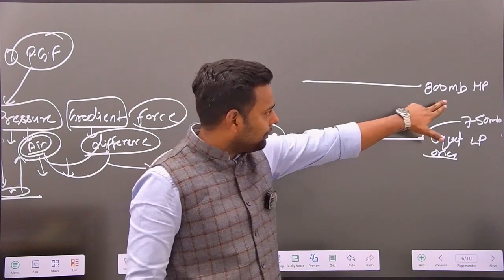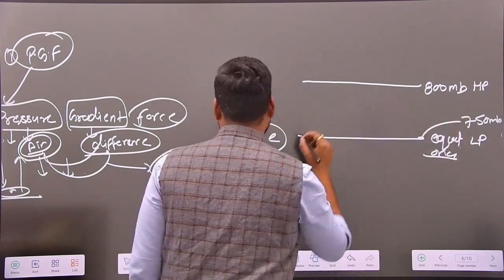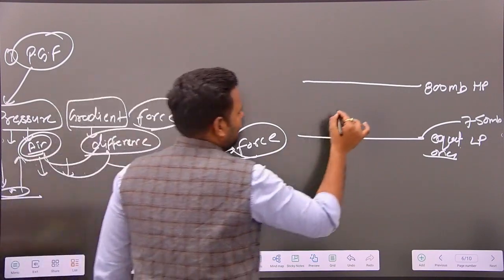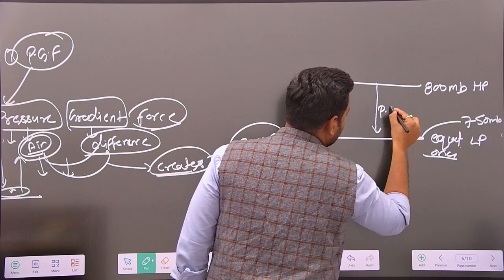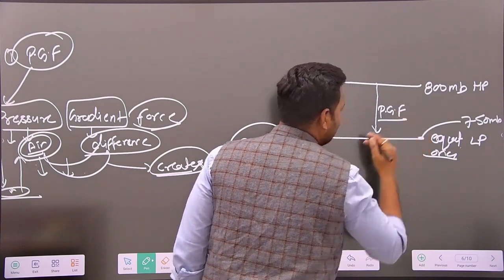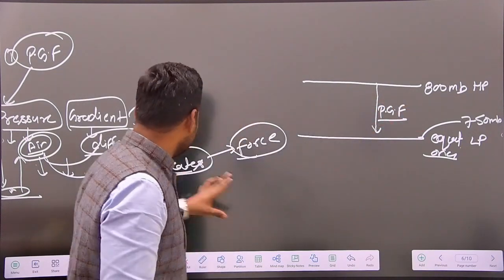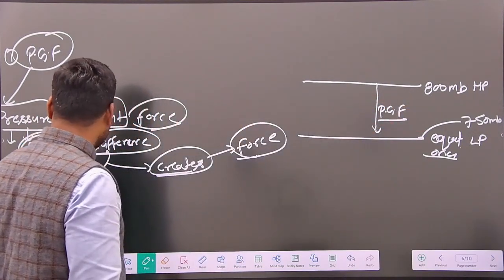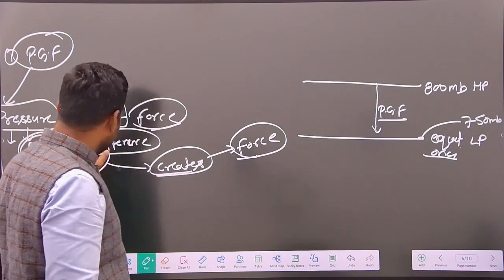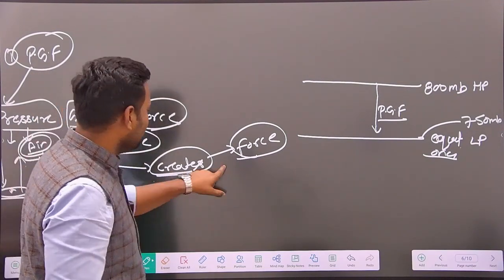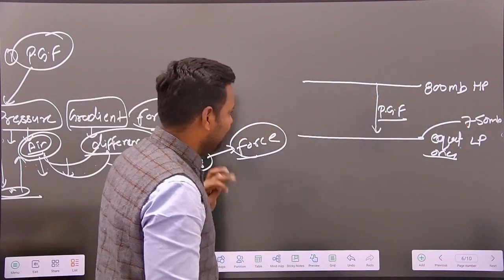Due to the difference in pressure, it creates a force which is known as the pressure gradient force. I hope that will clear. Pressure talks about the air, and gradient means difference, and the difference in air pressure creates a force which is called the pressure gradient force.